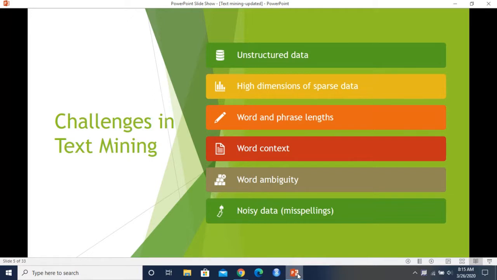Just like in all sorts of data analysis, noisy or dirty data can affect our analysis. For example, a misspelled word in the text.